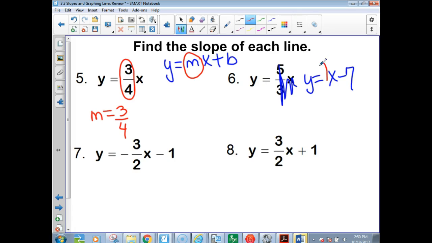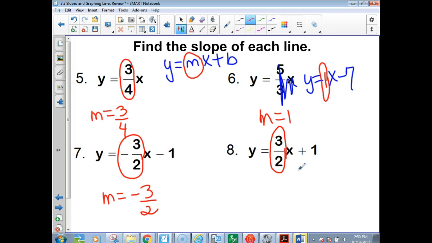Oh, you're back. Hi. All right, what's the number here? Okay, 1. In front of the x term. When it's in this format, you can see the slope. Negative 3/2 for number 7 and positive 3/2 for number 8.